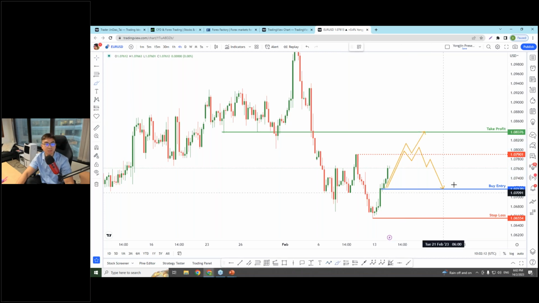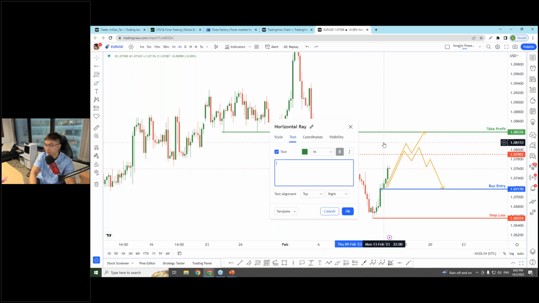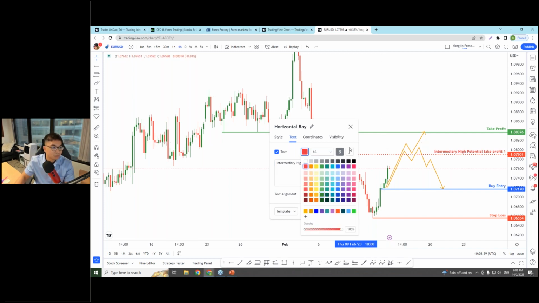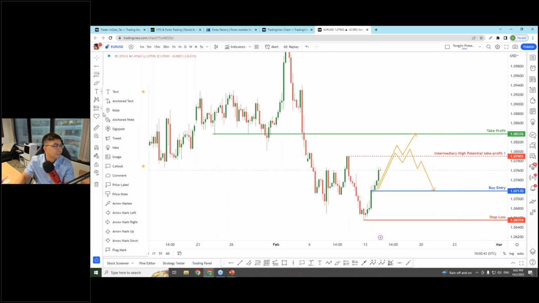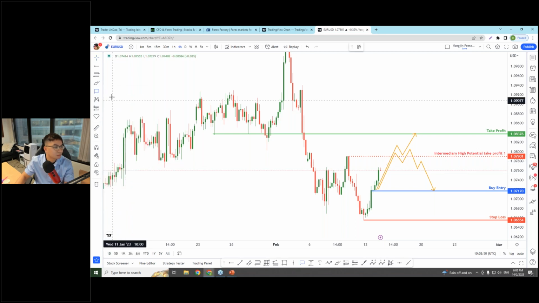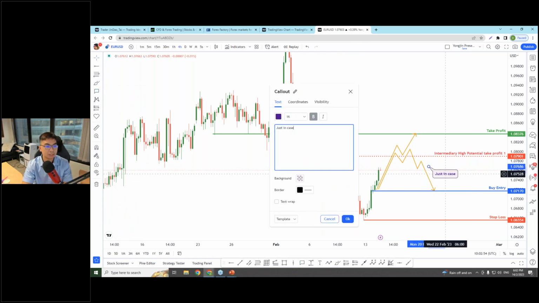So the moment you spot some sort of intermediary high, some sort of weak resistance level, you can set that level as a potential first take profit target. So I'll just write it out: intermediary high, potential take profit 1. I'll just add this text in. Just in case price reverses back down. So for me, I just, for example, close 80% of the running trade.